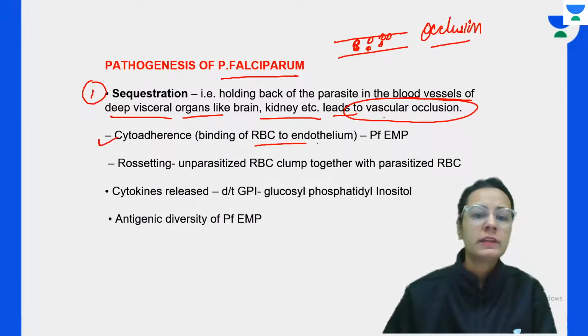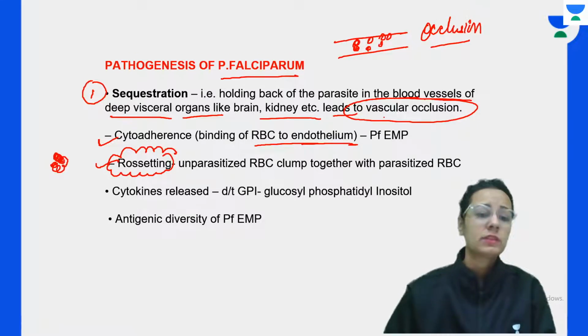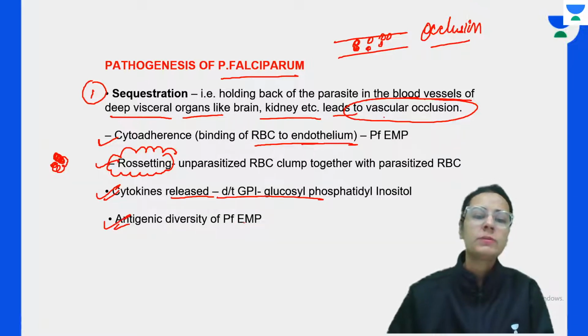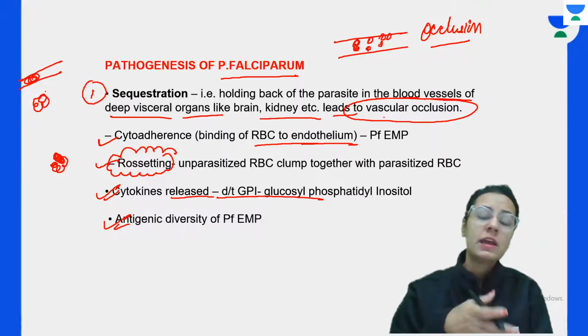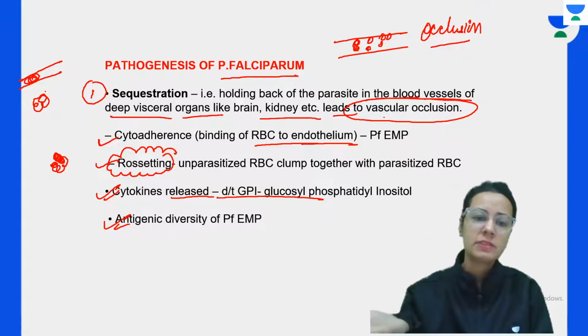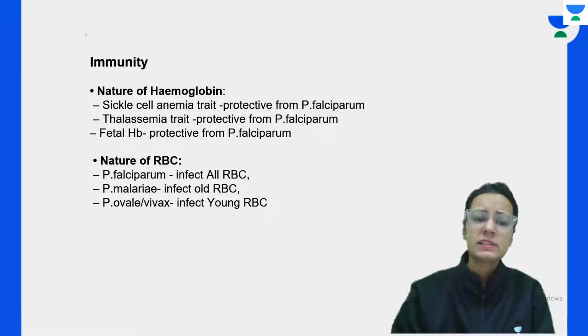Cytoadherence is the binding of the RBCs to the endothelium. Rosetting is where the unparasitized RBCs clump together with the parasitized RBCs, releasing the cytokines, along with the antigenic diversity of the P. falciparum malaria. So pathogenesis is mainly due to the vascular occlusion, and the rosette formation of the infected RBCs with the non-parasitized RBCs. And cytoadherence is the binding of the RBCs to the endothelium and releasing the cytokines.